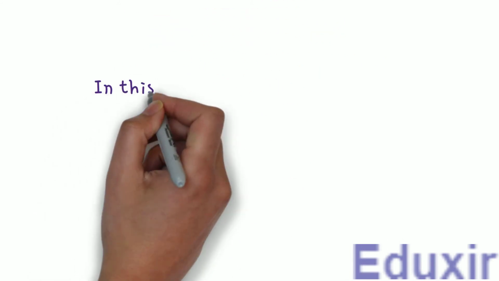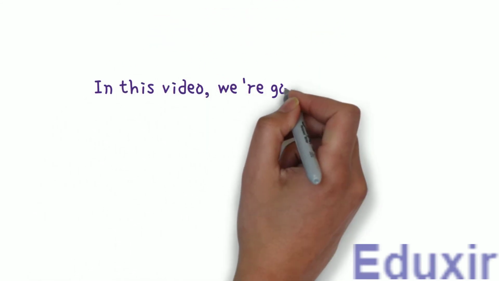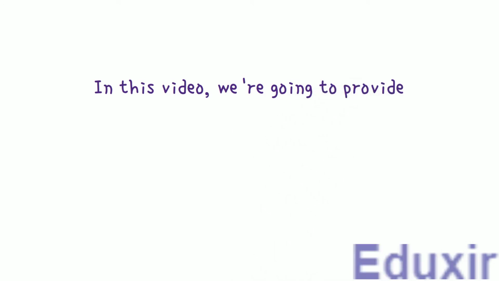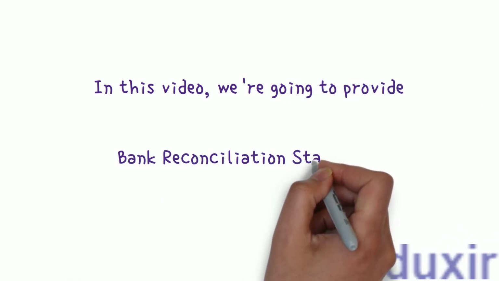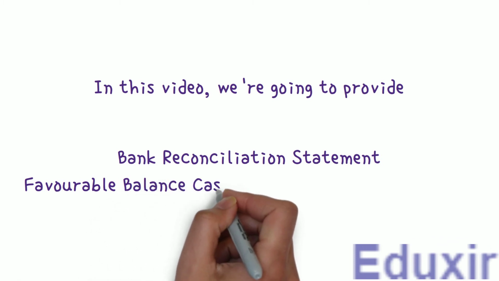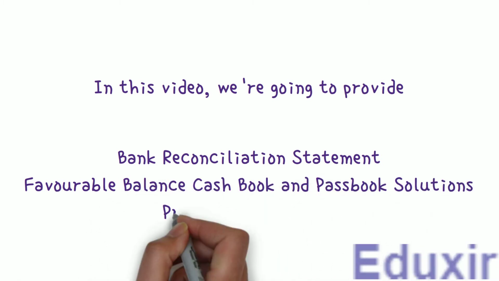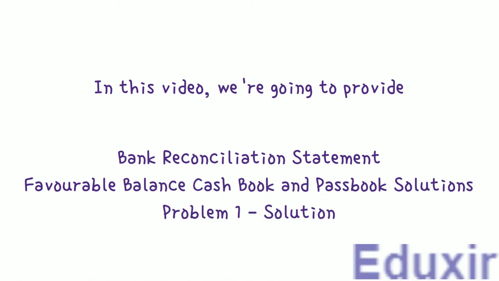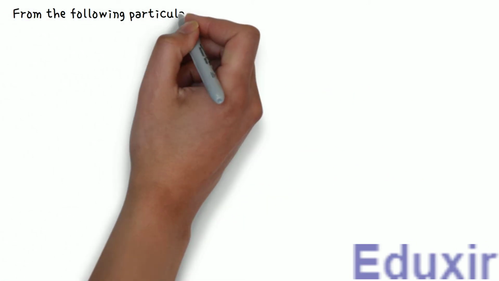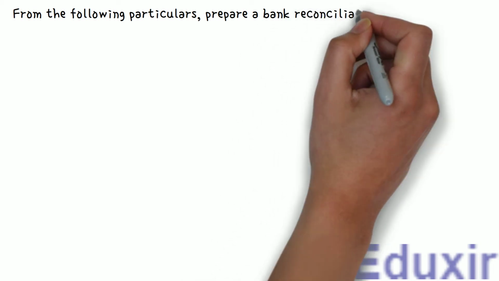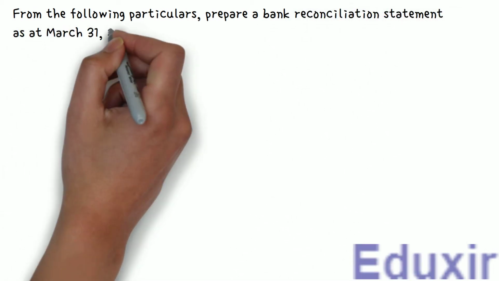In this video, we are going to provide bank reconciliation statement, favorable balance cash book and passbook solutions. Problem 1 solution. The problem statement is as follows. From the following particulars, prepare a bank reconciliation statement as at March 31st, 2000 plus.